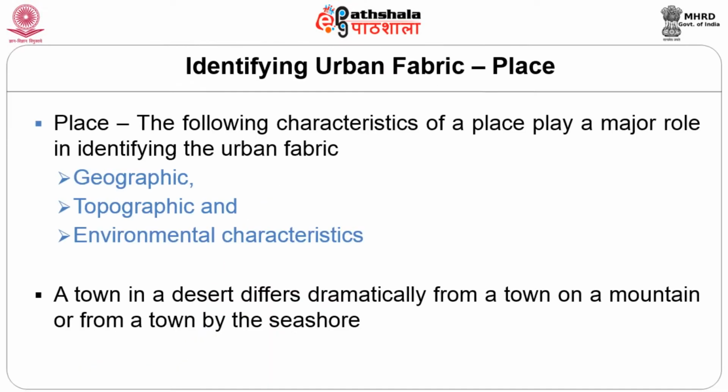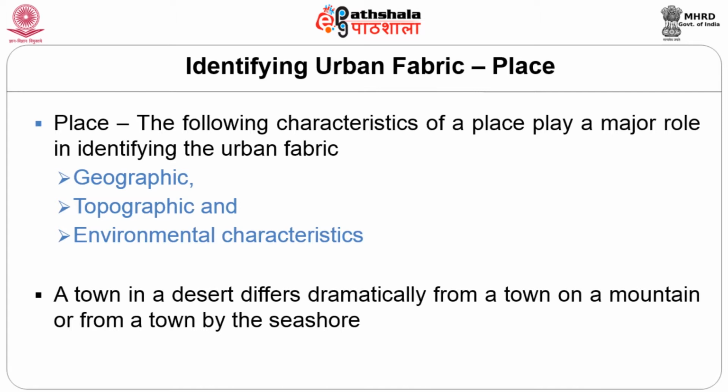When you look into the place of an urban fabric, there are different characteristics that play a major role in identifying it. When you say a place, there are 3 major characteristics. The first is the topographical characteristics. The topography of the place has a lot to reveal about the city's urban fabric. Then you have the geographical characteristics, the geography of the place, and the next is the environmental characteristics. These are the 3 main things that will help in revealing the identity of the urban fabric.